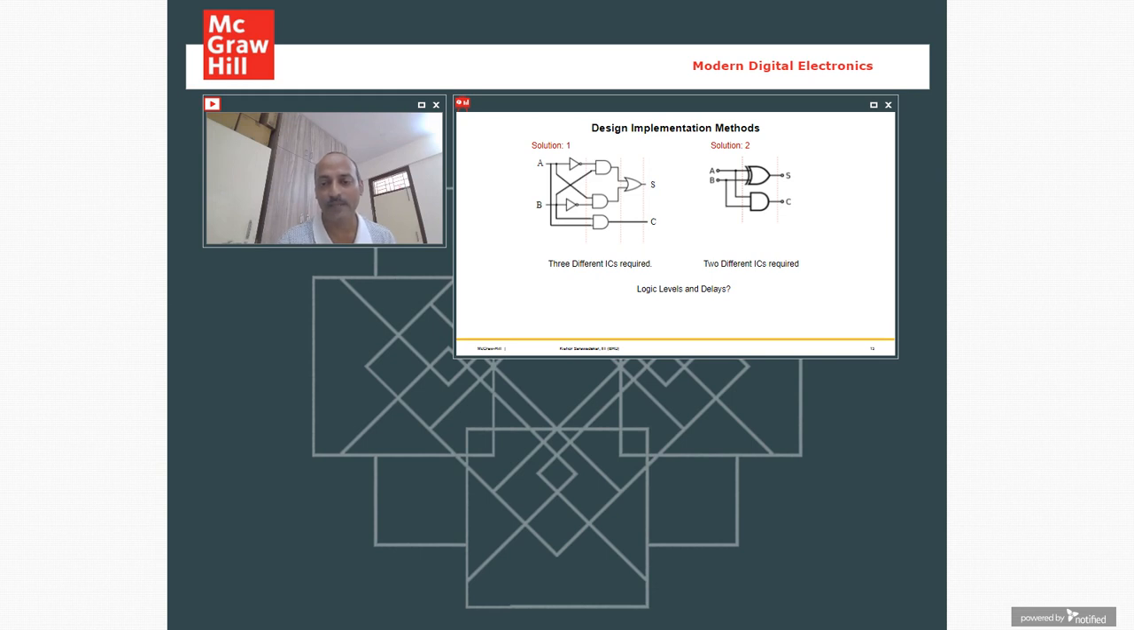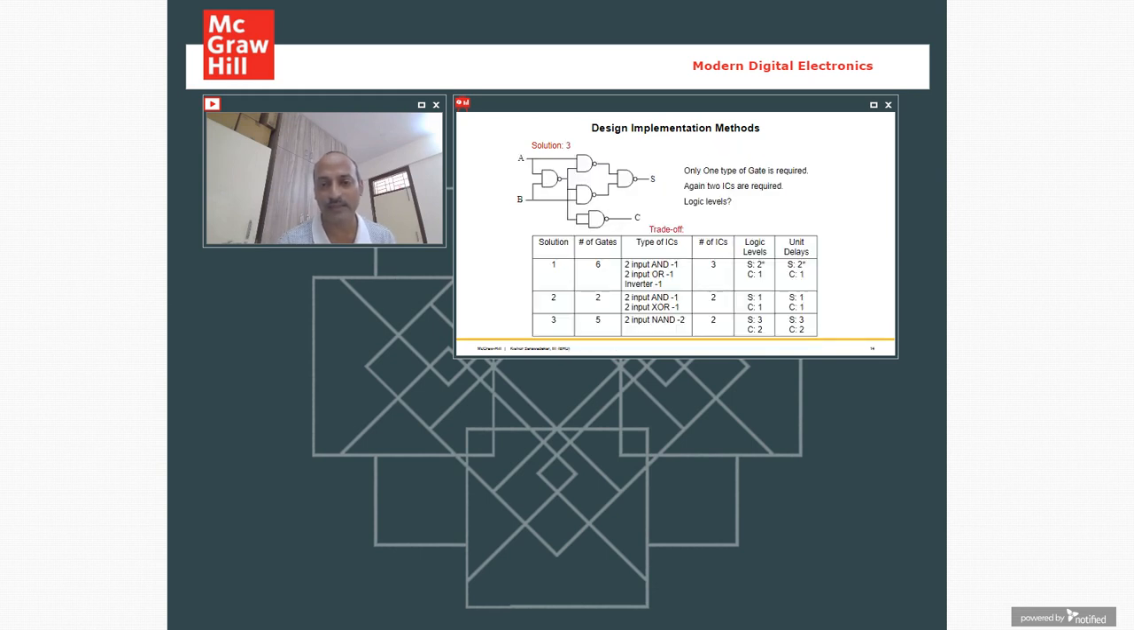Many other solutions are there. Let's see the other possibility. In this circuit, I am showing the XOR gate implemented using NAND gates. Now again, what is the scene here? XOR is converted into NAND gates.